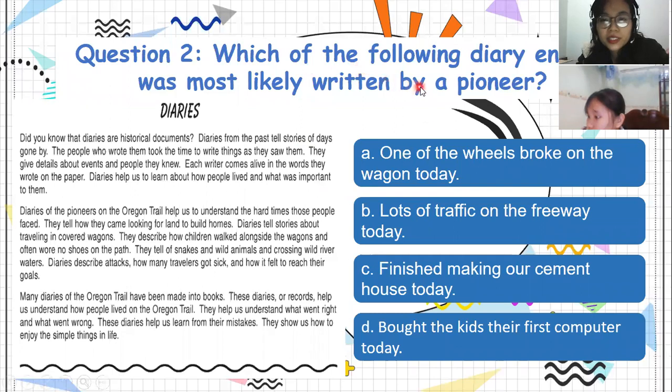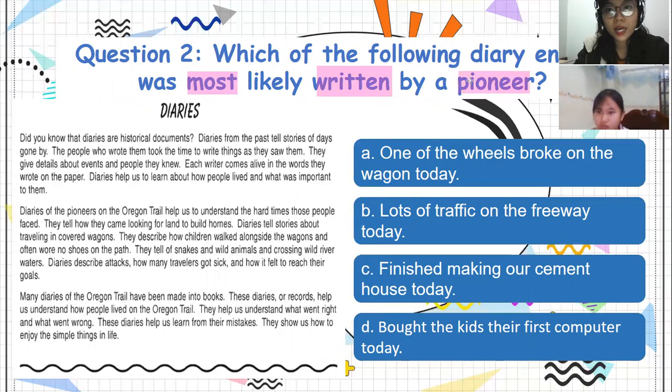Which of the following diary entries was most likely written by a pioneer? Okay, so this one we have some keywords here, right? Tell me what is the keyword? Most likely written by a pioneer, and we have the diary entries. Which one here?